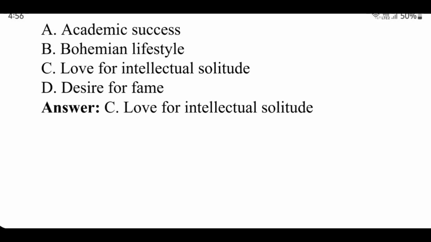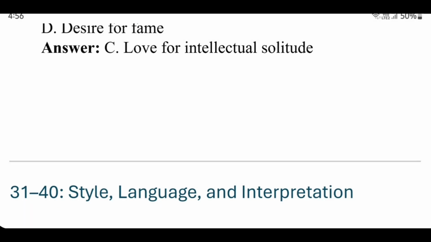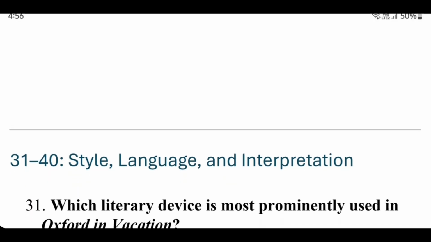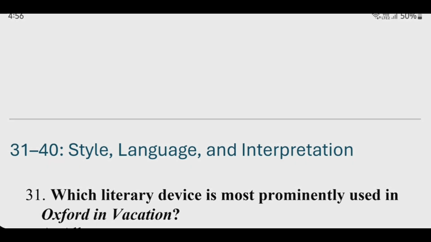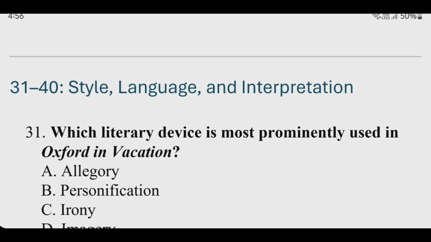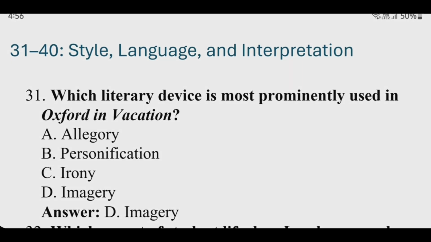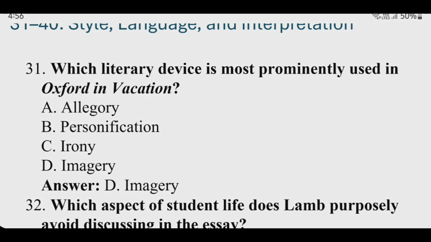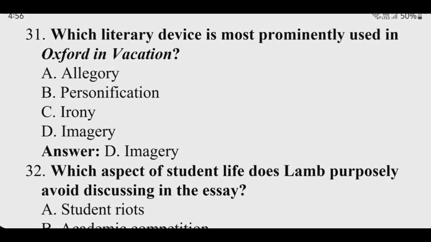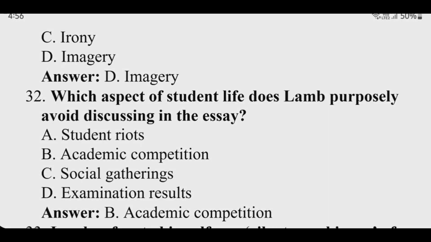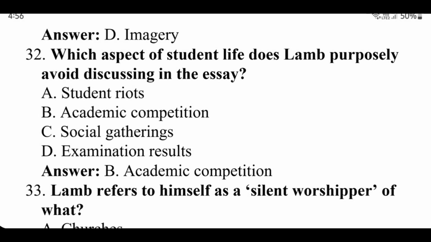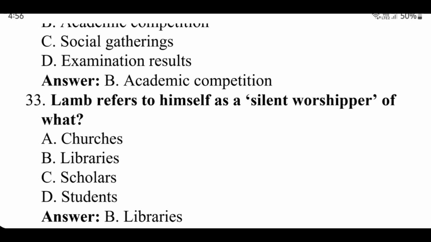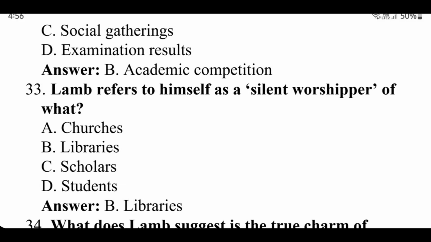Now some questions about the style, language and interpretation of this essay. Which literary device is most prominently used in Oxford in Vacation? It's imagery. Which aspect of student life does Lamb purposely avoid discussing in the essay? The academic competition. Lamb refers to himself as a silent worshipper of what? As a worshipper of libraries.